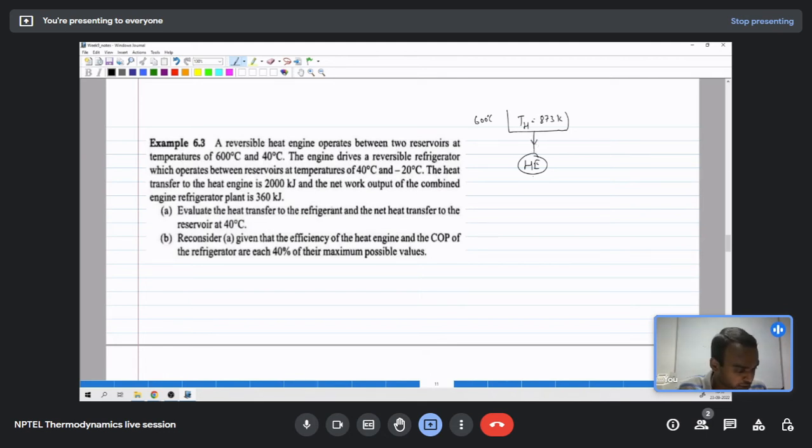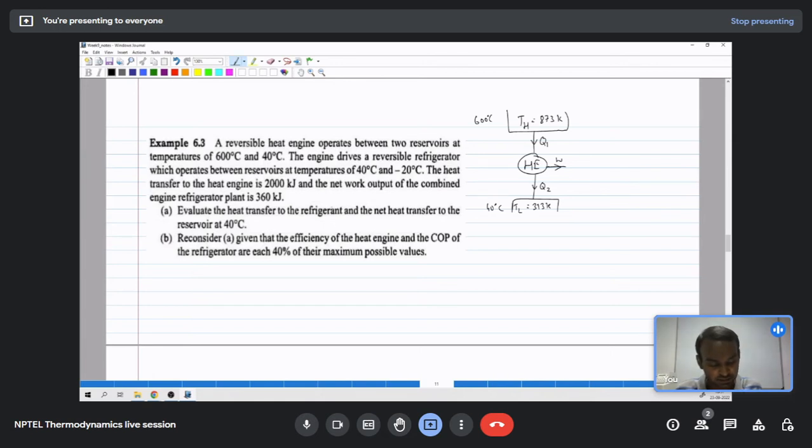Heat transfers from the high temperature reservoir to the heat engine, and the heat engine rejects the heat to a low temperature reservoir which is at 40 degrees Celsius. So 40 is 313 Kelvin, and this gives a work output. I would write Q1 as heat transfer from the high temperature reservoir to the heat engine, and Q2 as heat transfer rejected by the heat engine to the low temperature reservoir.